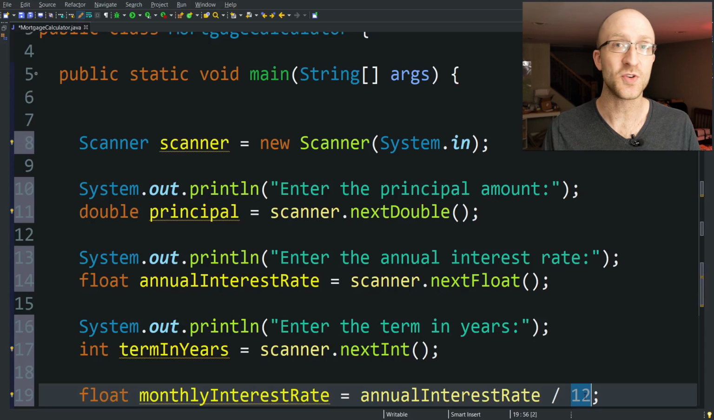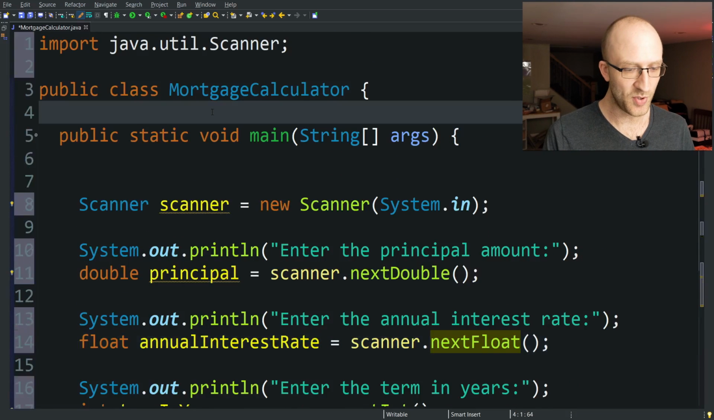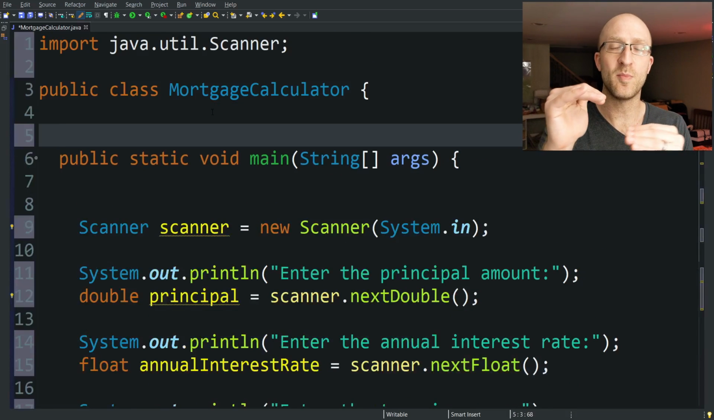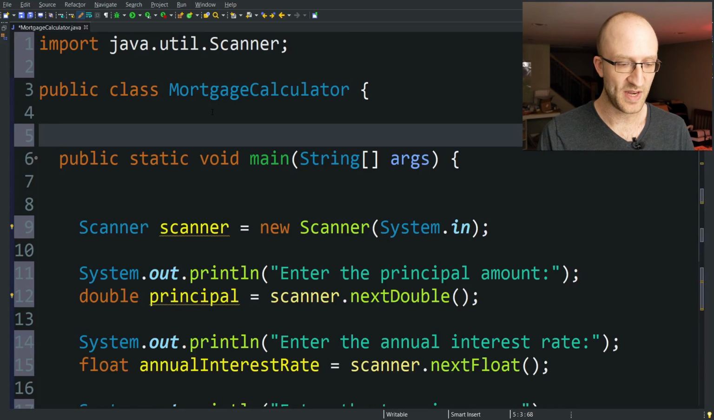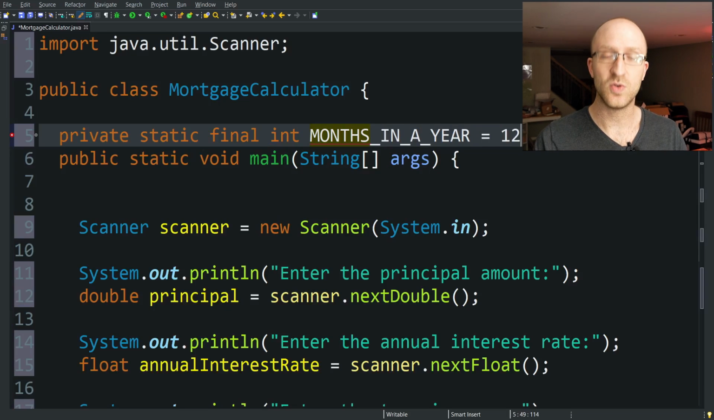But sometime in the future, you or some other programmer might look at this and say, well, why is he dividing it by 12? So what you can do is create a well-named constant for this number. That would look a little something like this. You want to put this here above the main method in your class. You can just make a private static final int, and we're going to call it months in a year, and we're going to initialize it to 12.